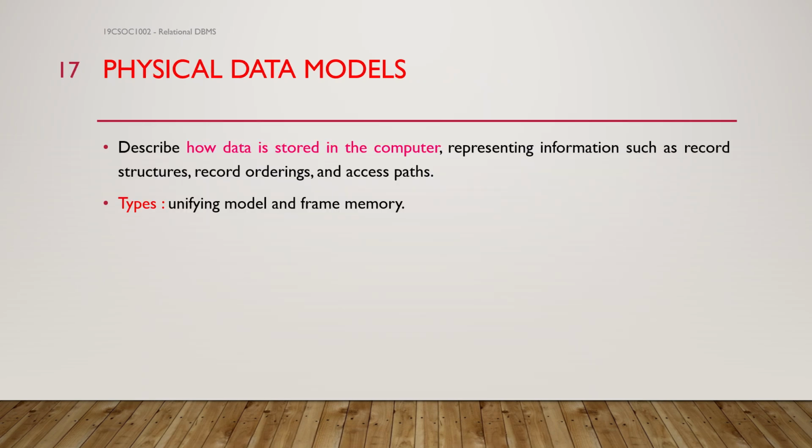Physical data model, which means how the data is stored in the computer. What is the difference between the physical data model and the logical data model? The physical data model means how the data is stored in the computer. What is the logical model? It describes what data is stored in the data models. That's the difference between the physical and logical data model. The physical model describes information like record structures, record orderings, and access points. The types of physical models are the unifying model and frame memory.